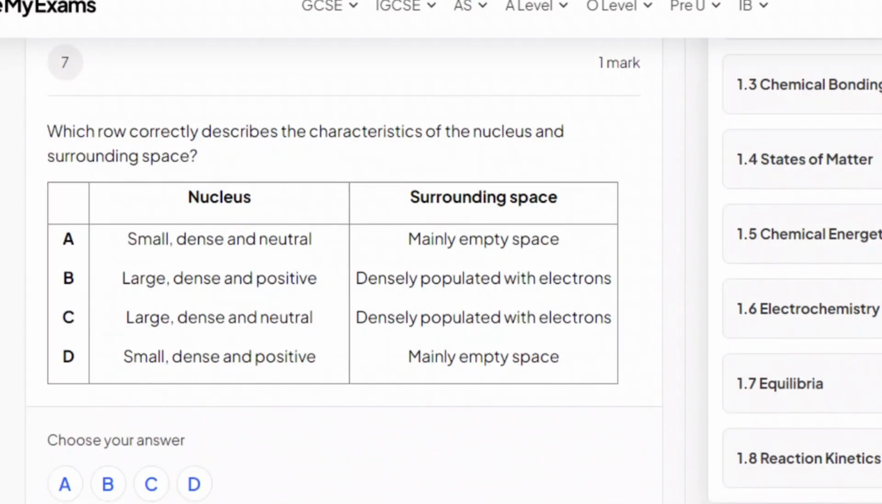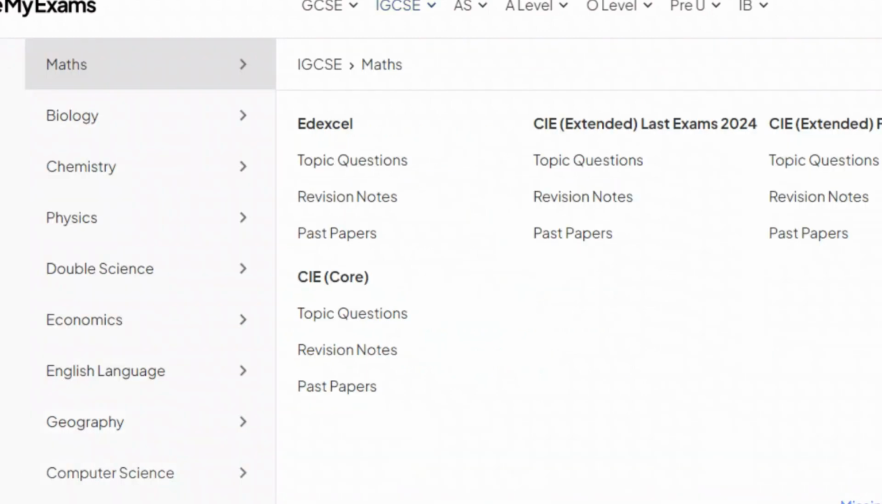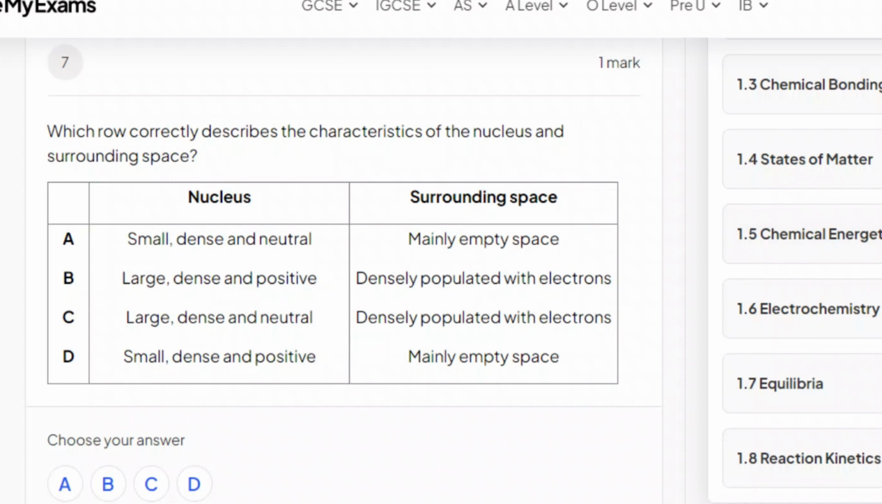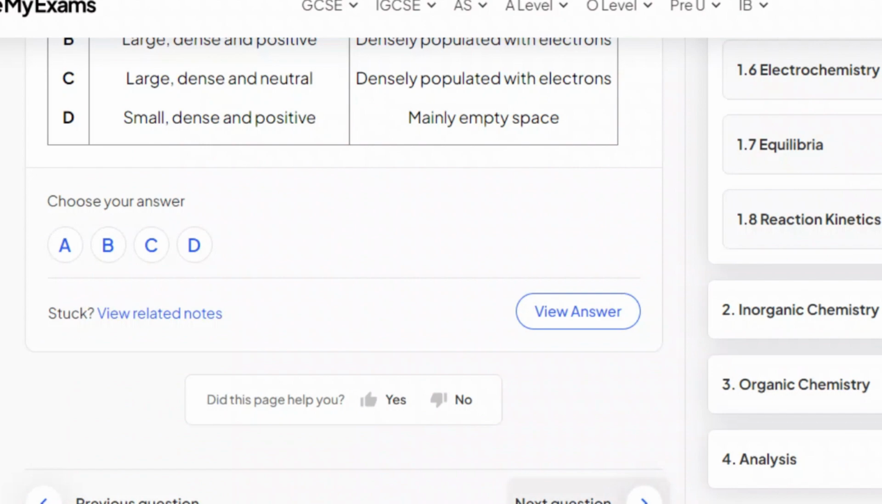So now which row correctly describes the characteristics of the nucleus and surrounding space? The surrounding space is mainly empty space, right? So the answer is either going to be A or D. Now the nucleus is small, dense, and positive, so the answer is D.